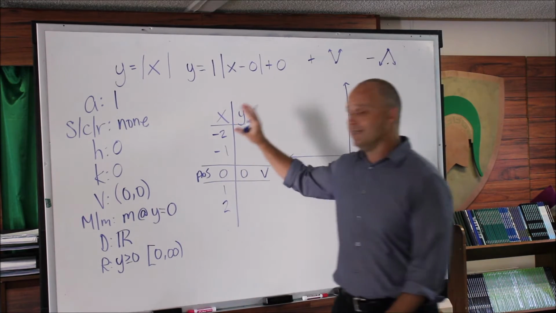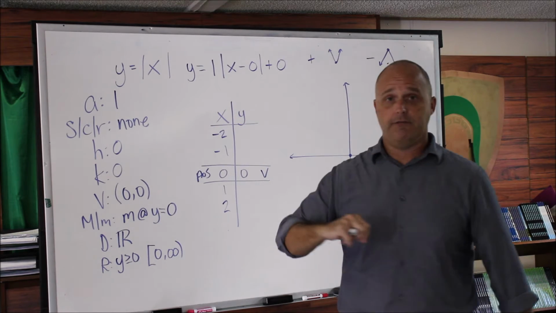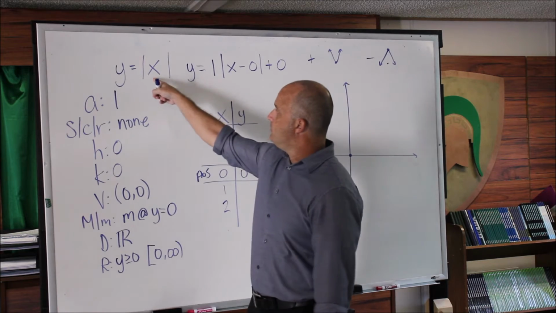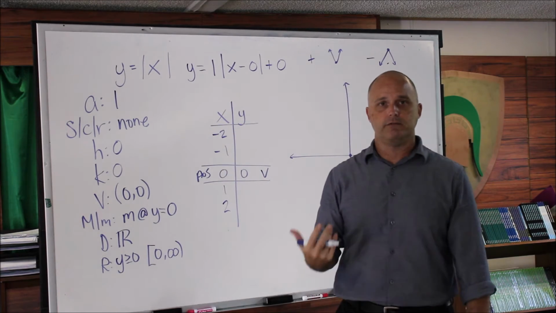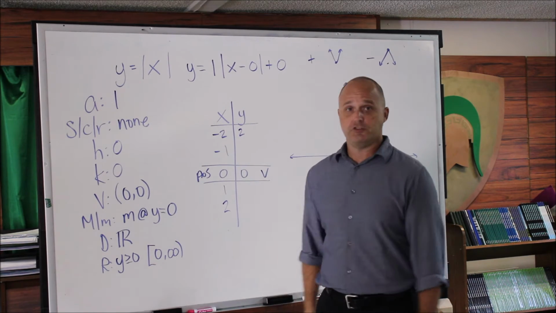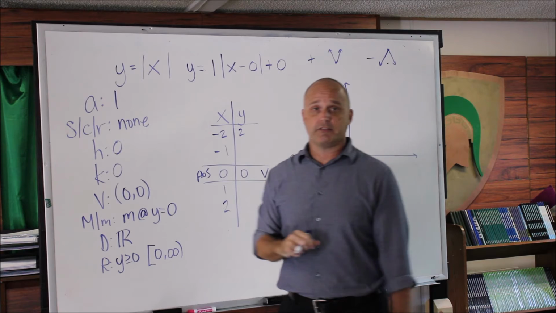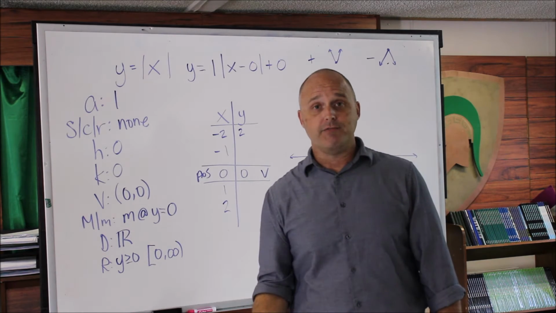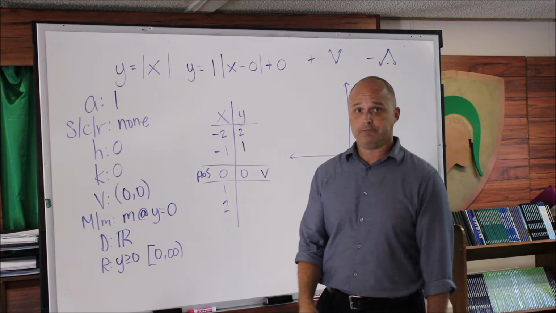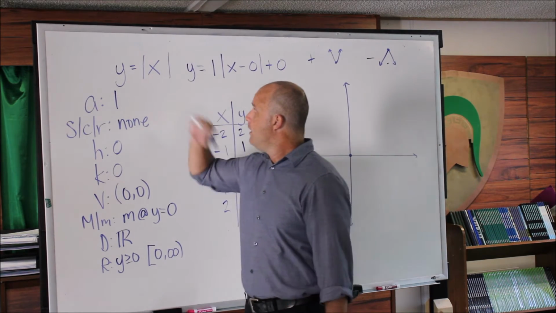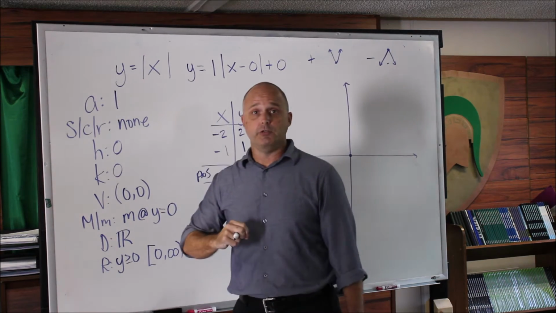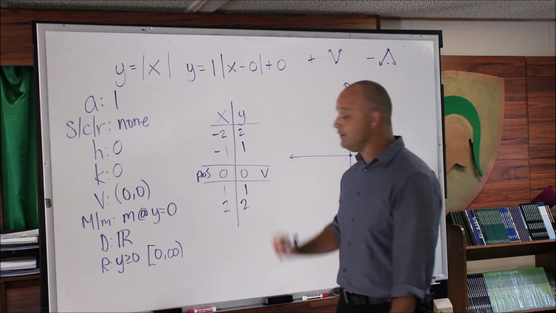And then we're going to take those values and plug them in for x and see what the resulting y value is. So if we put -2 in for x, we get the absolute value of -2, which is 2. So when x is -2, y is 2. Plug in -1 for x. The absolute value of -1 is 1, so when x is -1, y is 1. Come on down here, the absolute value of 1 is 1, so we get y is 1. The absolute value of 2 is 2, so then we get y is equal to 2.